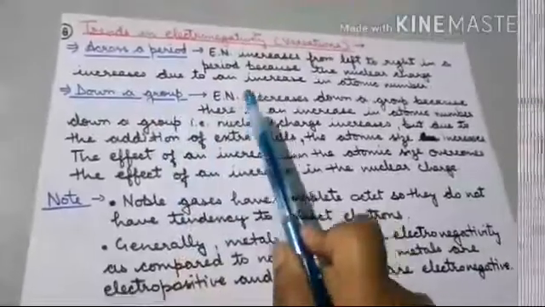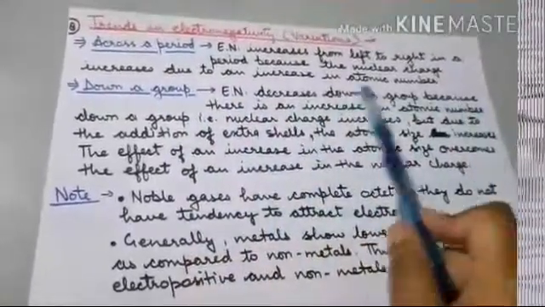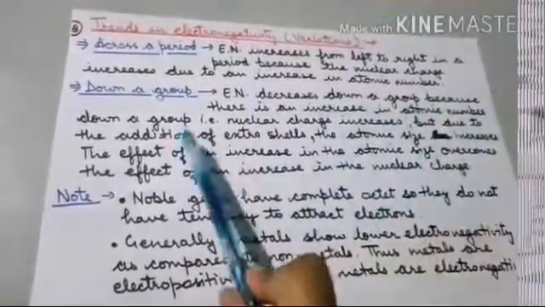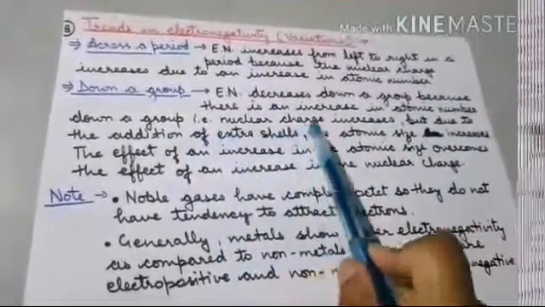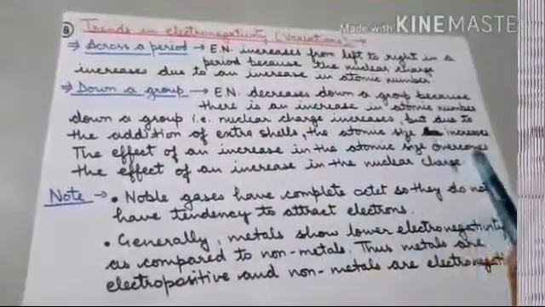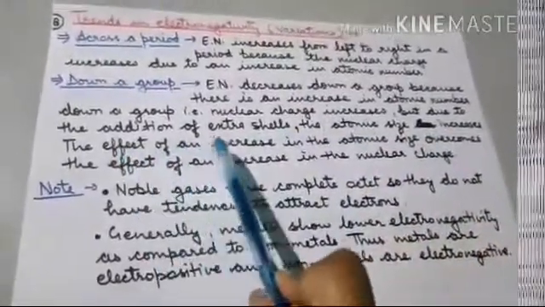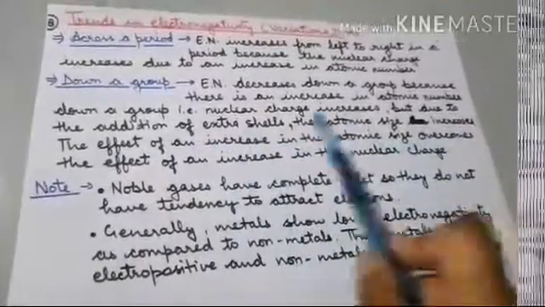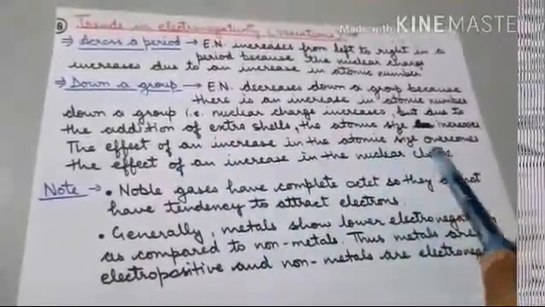Down a group, electronegativity decreases because there is an increase in atomic number down a group. That means nuclear charge increases, but due to the addition of extra shells, the atomic size increases. Thus, the effect of an increase in the atomic size overcomes the effect of an increase in the nuclear charge.